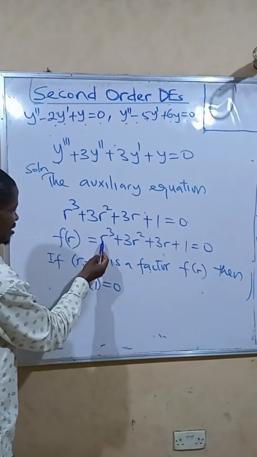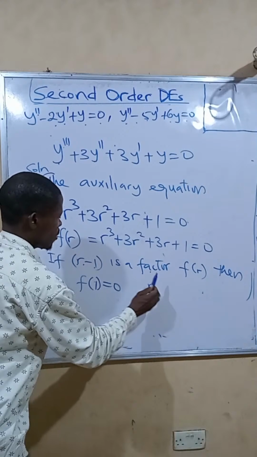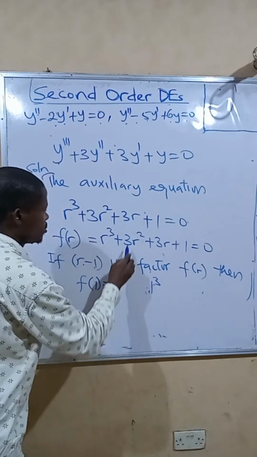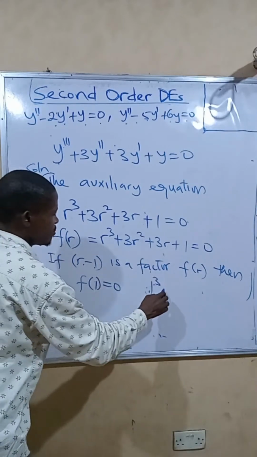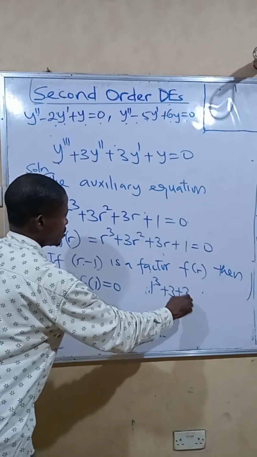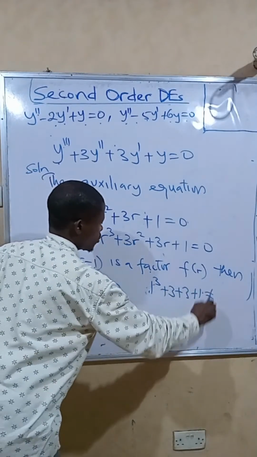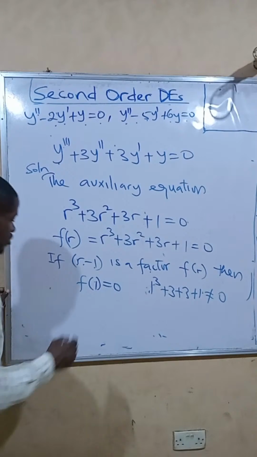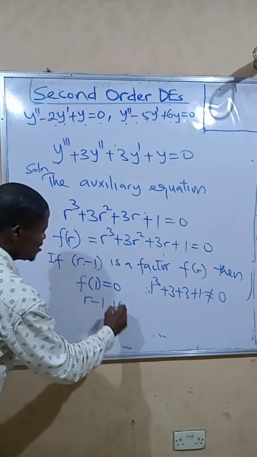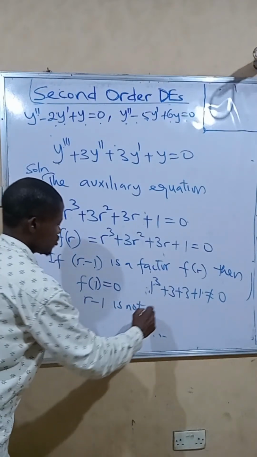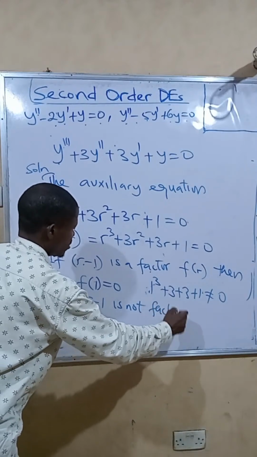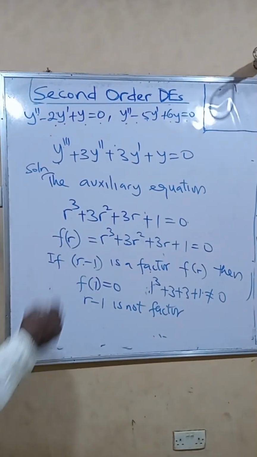You can try it. This is 1 cube, 3 times 1 squared plus 3 plus 1. So this is not equal to 0. So that shows that r minus 1 is not a factor. It's not a factor.